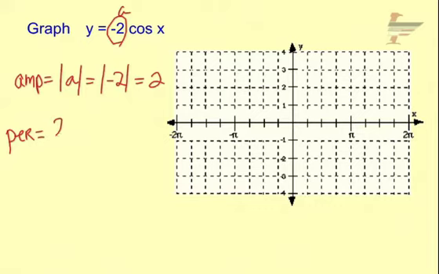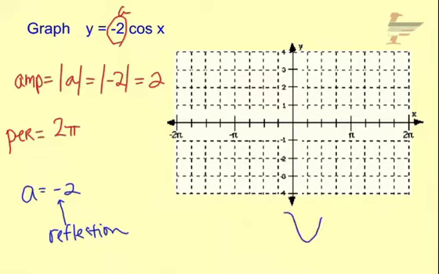Period is 2 pi over b. Our b value up there is 1, so the period is just 2 pi. Because our a value is -2, that negative tells us we are going to have a reflection with our graph. So for cosine graphs that typically have this shape, because there's a reflection, it actually is going to start at the bottom and come up like that.